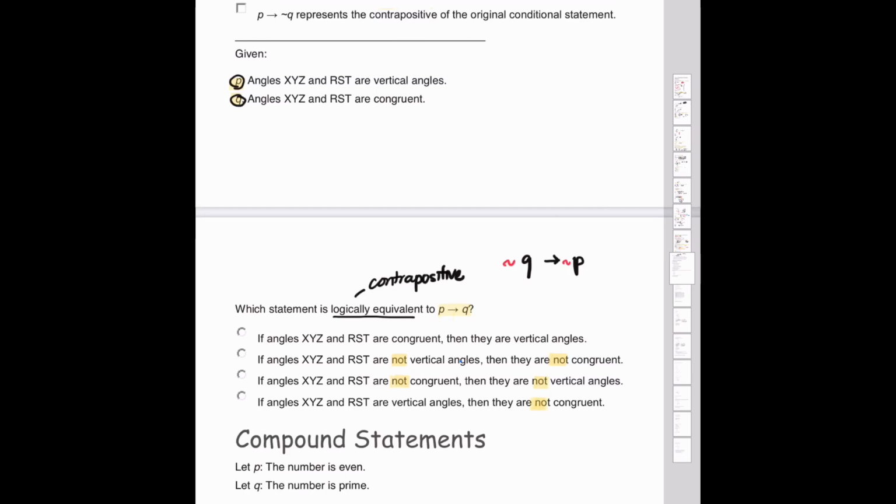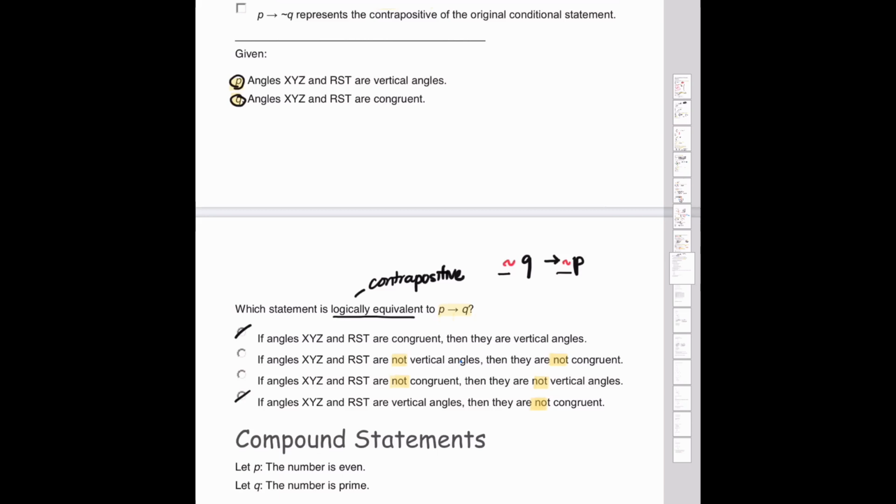The easiest way to take on this question is to eliminate all those that do not contain the negation on both the hypothesis and the conclusion, or on both P and Q. So now that we have eliminated those two answer choices, we have to identify which answer choice says if not Q, then not P.